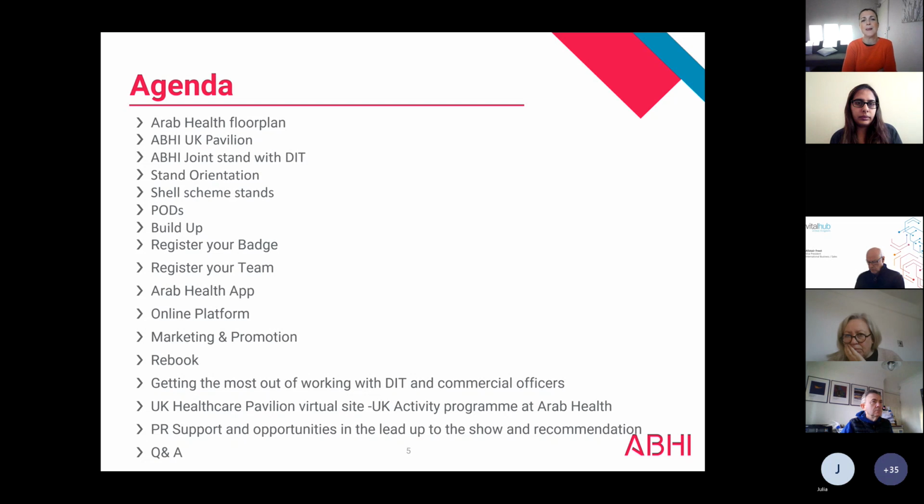So we're going to be discussing today the floor plan for the entire show for those of you who haven't attended the show before. We're also going to be looking at the Arab Health Pavilion, the UK pavilion at the show, our joint stand with DIT, the stand orientation so that you understand exactly what facilities are available and how you can get the most out of being part of the pavilion. We're looking at the shell scheme stands. Sometimes we find that the person who is involved in the logistics or the planning of the stand isn't necessarily the person who is there at the show. So it's good just to get a little bit of an orientation to see what that would look like, and you can get an expectation of what to find. We have our pods as well.